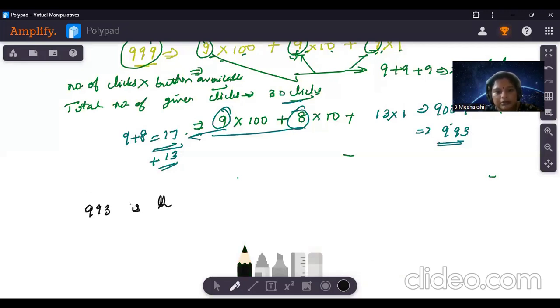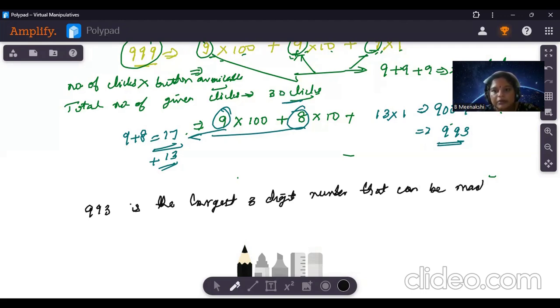993 is the largest three-digit number that can be made using 30 clicks.